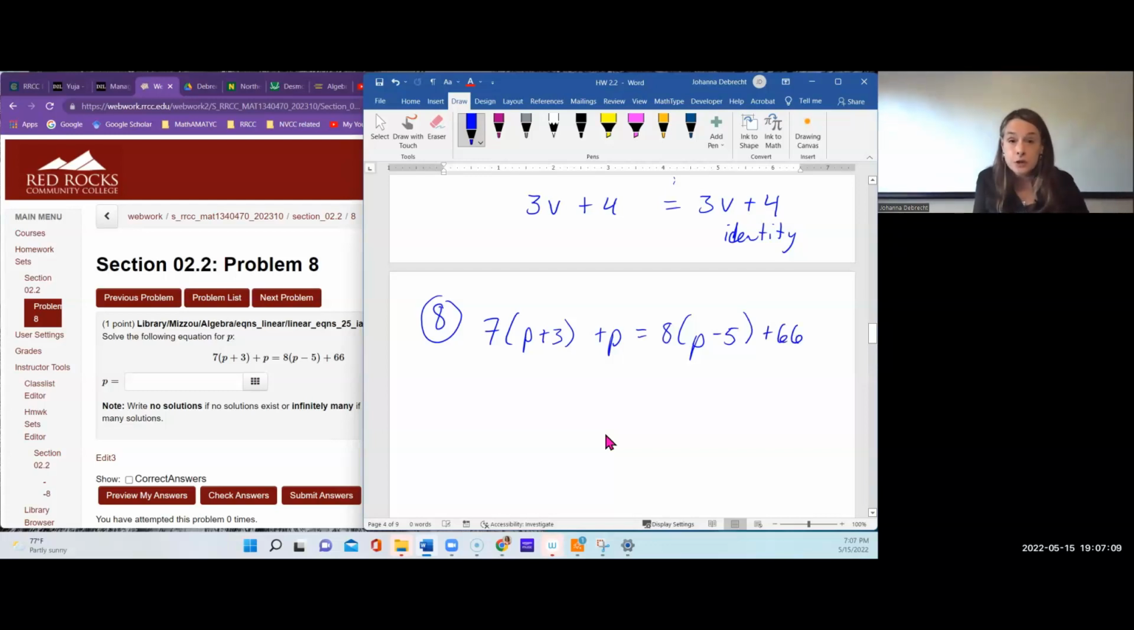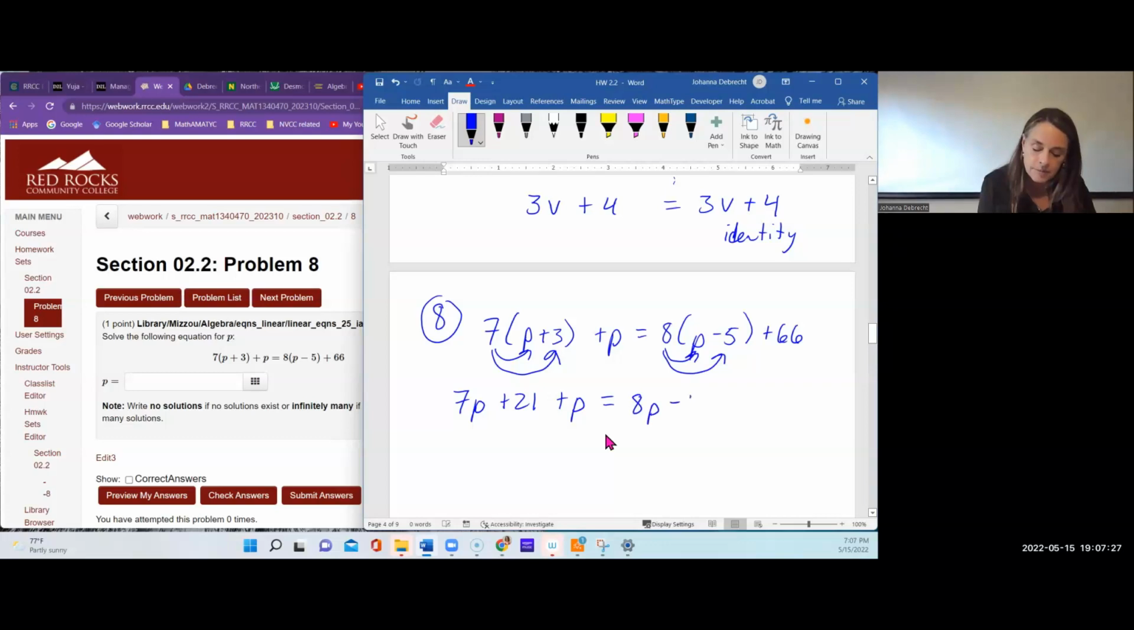Okay, first we distribute 7 times the p, 7 times the 3. That gives me 7p plus 21 plus another p that wasn't part of the distribution. And 8 times p and 8 times -5, which is 8p minus 40 plus 66, which was not part of the distribution. Now we're going to combine like terms on each side of the equation and get those together.